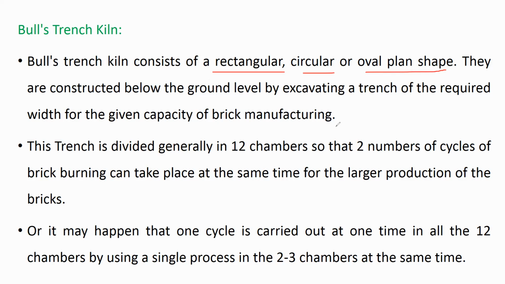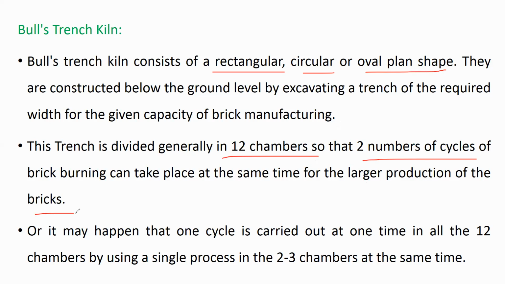So how do you make it? By excavating the ground. You have to excavate the ground and make a big trench, so the burning takes place underground. This trench is generally divided into 4 chambers, so that 2 cycles of brick burning can take place at the same time for larger production of brick. So in the Wolff-Trench kiln, you will generally have 12 chambers. Okay, 12 different chambers will be there.